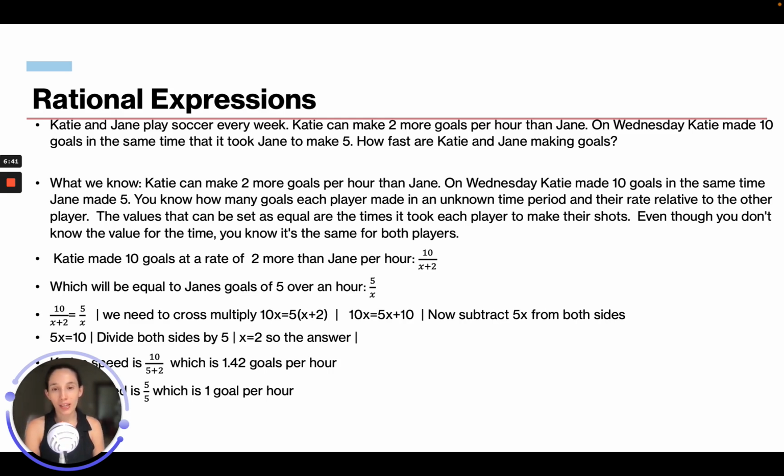So that's going to be 10 over x plus 2, because our time is going to be x, and we know that in that amount of time she made 2 more than Jane. So that's x plus 2. So let me move this because I'm blocking half the equation.